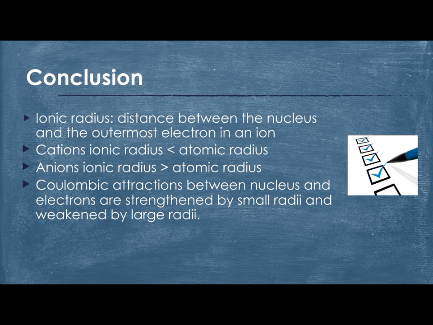All right, so to conclude and wrap up everything we said, the ionic radius is the distance between the nucleus and the outermost electron in an ion. The cation's ionic radius is less than the atomic radius, because taking away an electron causes the repulsion to decrease, making the ion smaller. For anions, it's the opposite, because adding an electron causes the electrons to repel, making it bigger. Coulombic attractions between the nucleus and electrons are strengthened by small radii and weakened by large radii.